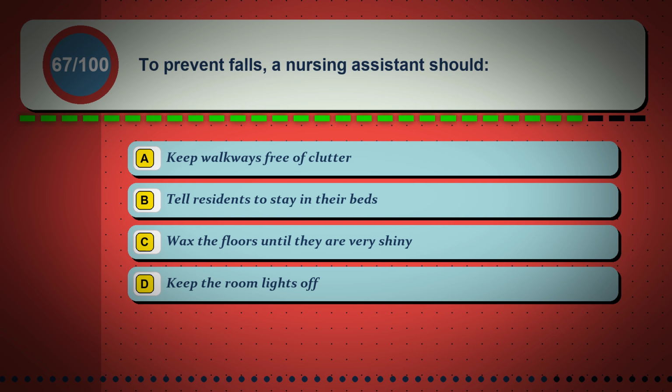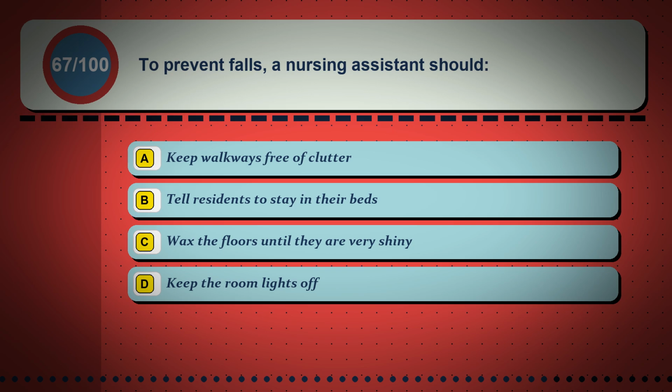Question 67. To prevent falls, a nursing assistant should: option A, keep walkways free of clutter, option B, tell residents to stay in their beds, option C, wax the floors until they are very shiny, option D, keep the room lights off.